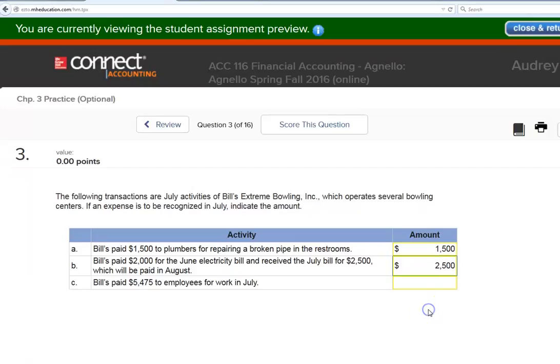Okay, the last one, Bill's Extreme Bowling paid $5,475 to employees for work in July. Did we receive the benefit of their labor in July? Sure. So let's record it as an expense in July. So the question we always ask ourselves as to whether we should record an expense or not is, did we receive the benefit of the cost? Okay, so now let's take a look at the journal entries.